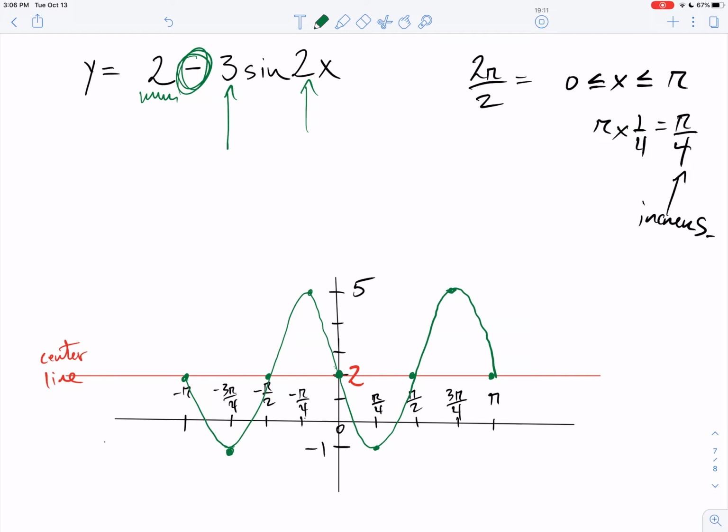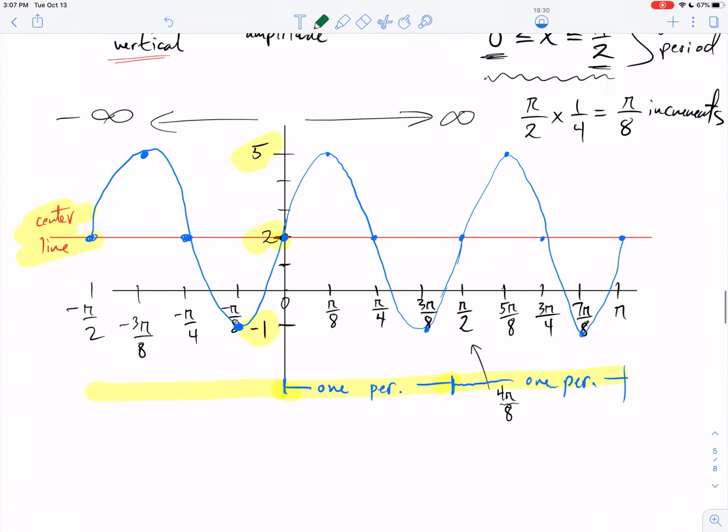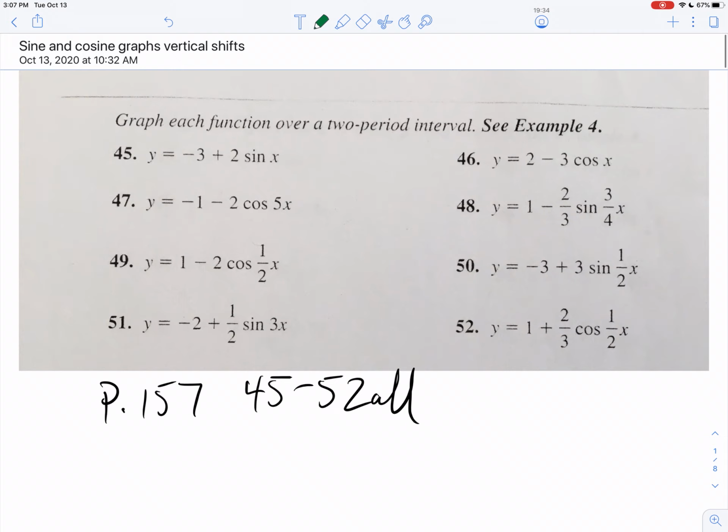Now, I want to make sure that you guys check everything on this one. I was disappointed in the book how they did not mark every single increment and every single thing. I want you guys to know you're supposed to mark everything correctly. So let's look at this. I did this for you. Here's the problems from page 157. And it says here, graph each function over a 2-period interval. But nobody said anything about the interval being half positive, half negative.